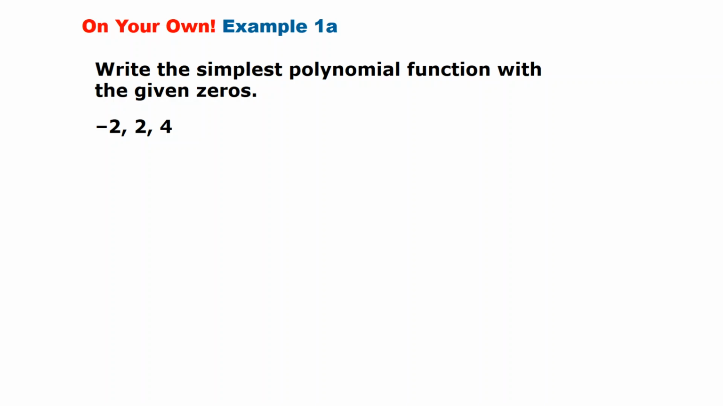Okay, so I'd like you to try this one on your own. It says write the simplest polynomial function with the given zeros. So we have -2, 2, and 4. So turn your video off for just a second and try this one on your own.